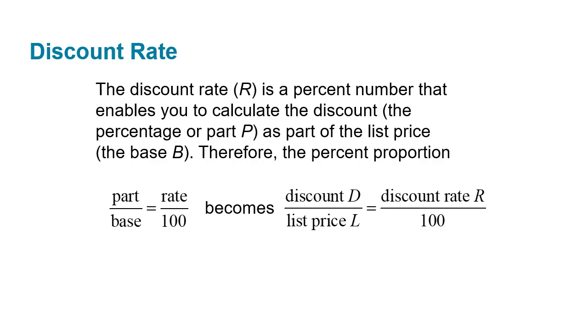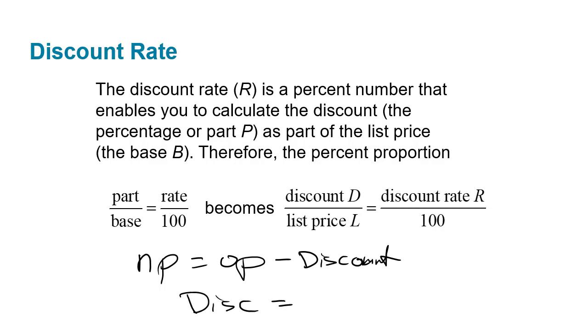Your discount is, in a pure sense, just the difference in the two prices. We already talked about how the new price equals the original price minus your discount. Or, if you want to think of it the other way, the discount simply equals the original price minus the new price. If we added discount over here and subtracted new price over here, we get this same thing.